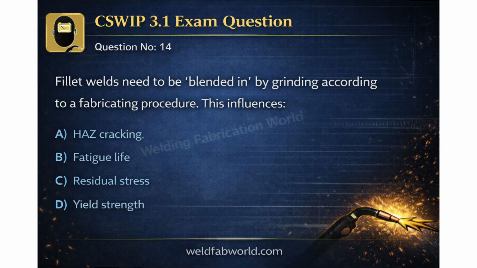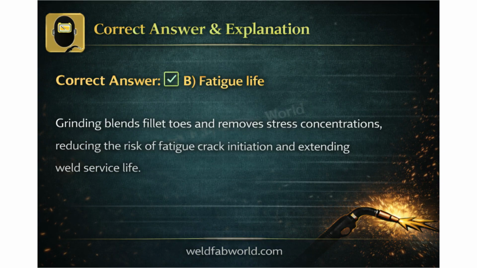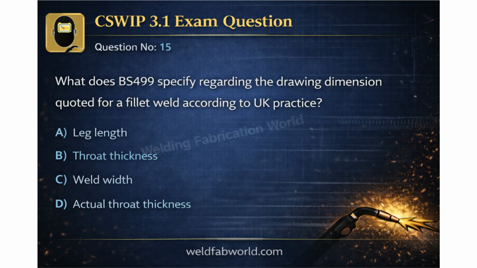Question 14. Fillet welds need to be blended in by grinding according to a fabricating procedure. This influences which of the following? Options: A, hot cracking, B, fatigue life, C, residual stress, D, yield strength. Answer: B. Fatigue life. Grinding blends fillet toes and removes stress concentrations, reducing the risk of fatigue crack initiation and extending weld service life.